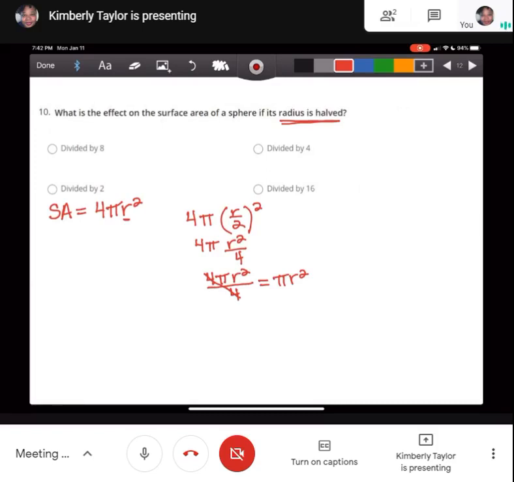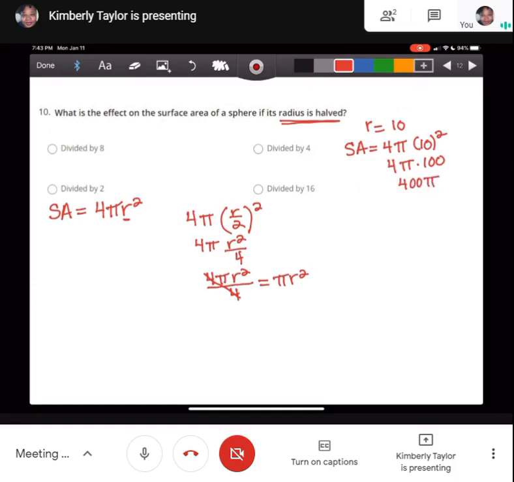But here's another way you can find out. Let's do a scenario. Let's say the radius started out to be 10. Let's plug it into our formula. The surface area would be 4 pi times 10 squared. That's going to get me 4 pi times 100, which would be 400 pi.